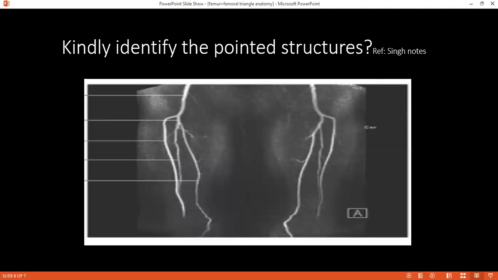Right, okay, we'll discuss this with the femoral region. All right, good, thank you.